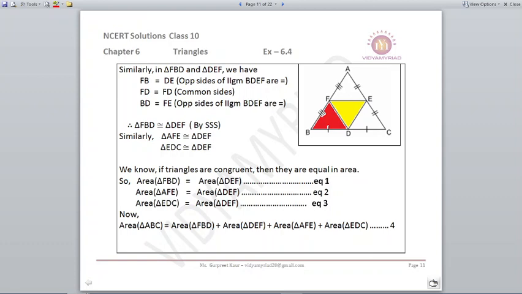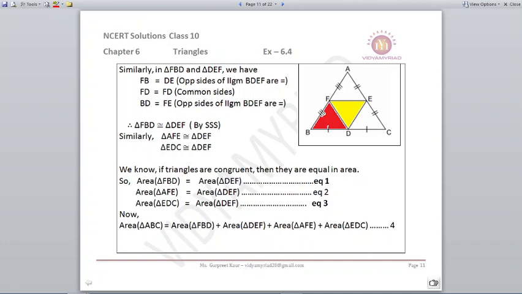Now we already know when the triangles are congruent, they are equal in area. So let us make the areas equal. Area of triangle FBD will be equal to area of triangle DEF, equation number 1. Number 2, area of triangle AFE will be equal to area of triangle DEF. Number 3, area of triangle EDC will be equal to area of triangle DEF. All are equal to DEF.